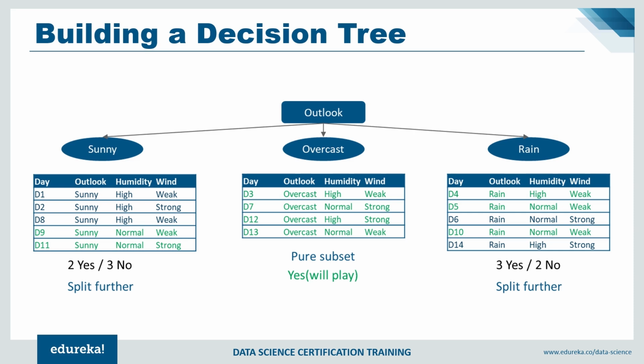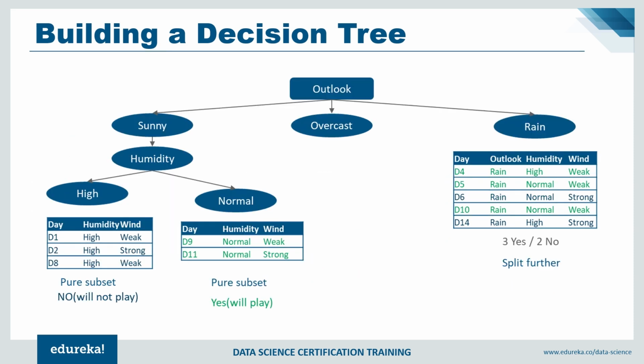What we have here is that it's not a pure subset, so we're going to split it further. If we have a look at the overcast, we have humidity high, normal, weak. So yes, during overcast we can play. And if we have a look at the rainy branch, we have 3 yeses and 2 nos. So again, we're going to split it further. When we talk about sunny, then we have humidity. In humidity, we have high and normal. When the humidity is normal, we're going to play, which is a pure subset. And if the humidity is high, we're not going to play, which is also a pure subset now.